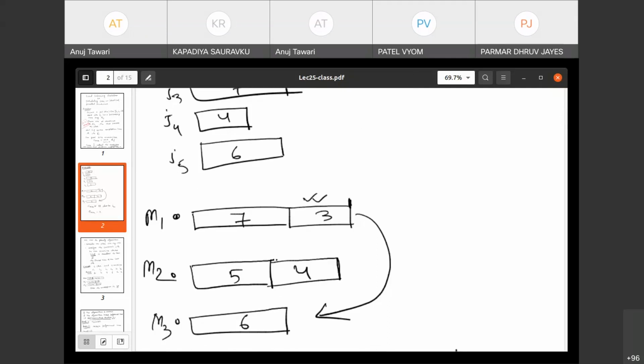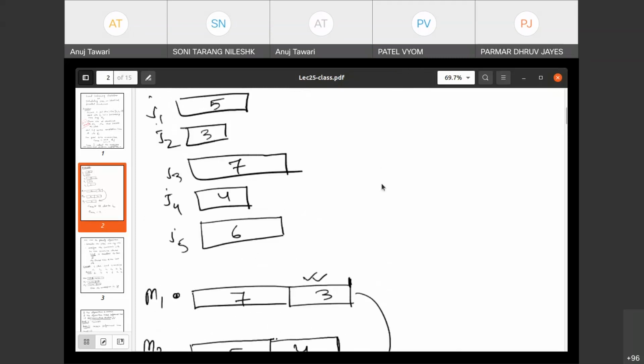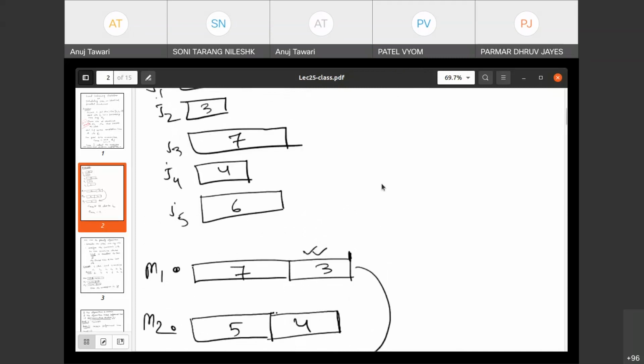Is there a question? Sir, for distributing the jobs, we can distribute it such that the time taken by each machine is equal. Yeah, time taken by each machine is equal. So how do you do that? That's the question.